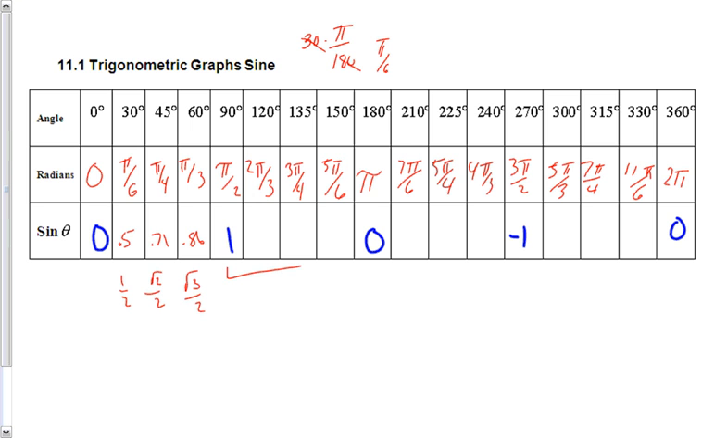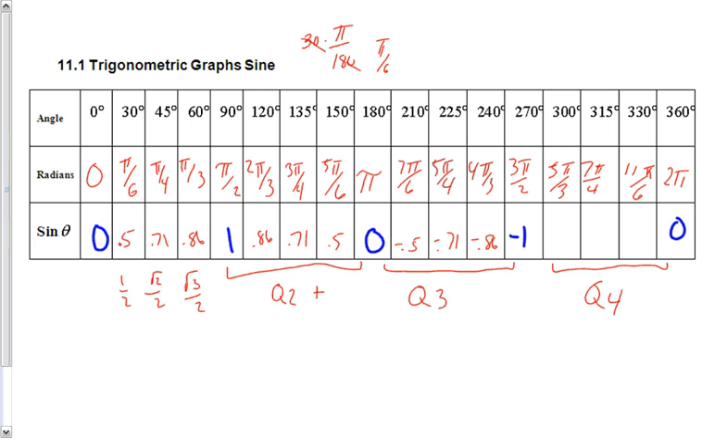Now, if we're in quadrant 2, we should know that in Q2 sine is positive. So all these numbers are going to be positive. 120 is the same as the sine of 60. It's 0.86. It goes in reverse order: 0.71, 0.5, and 0. From here, we're in Q3. Those values are all negative. So now we go negative. 210 is the same as the sine of 30, 0.5, but negative. Then it's 0.71, 0.86, negative 1.